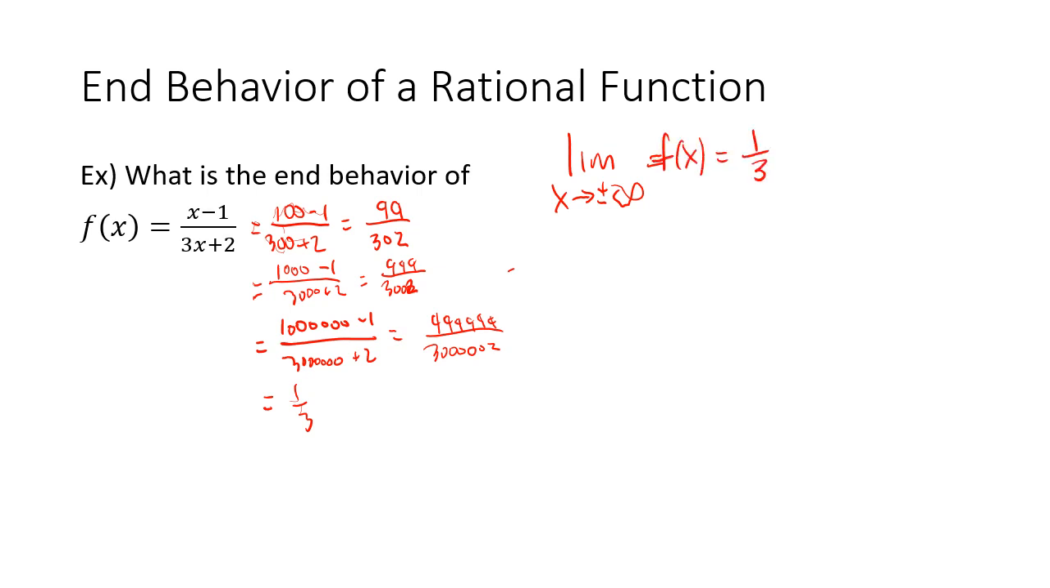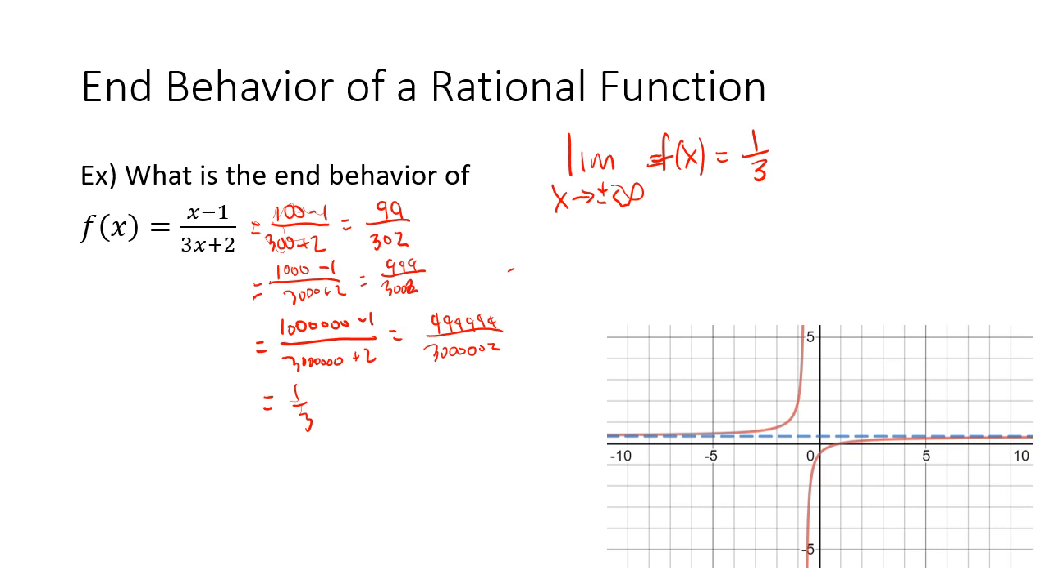And let's look at the graph. Okay, here's the graph of that function. You can see as you go this direction, this blue line is at y equals 1/3. And so the end behavior is that it's approaching 1/3 as we get really big x values. As we get really big negative x values, again, we're approaching 1/3.